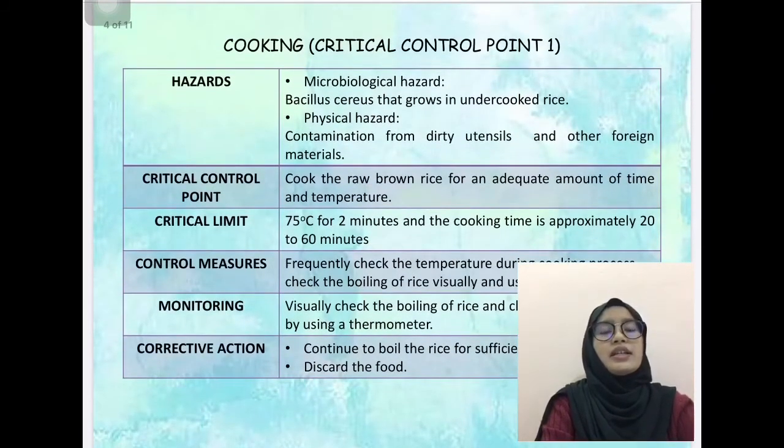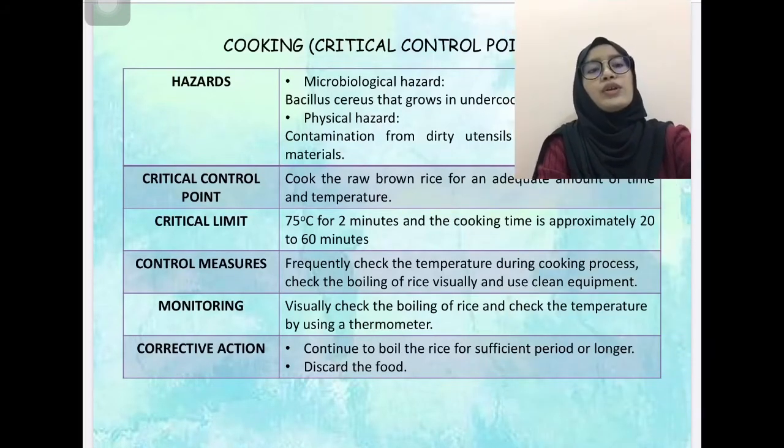The hazard that might present is a microbiological hazard, in which Bacillus cereus grows in undercooked food, and also physical hazard, which is contamination from the utensils and other foreign materials. The critical control point is to cook the raw brown rice for an adequate amount of time and temperature, with the critical limit of 75 degrees Celsius for 2 minutes, with the amount of time 20 to 60 minutes.